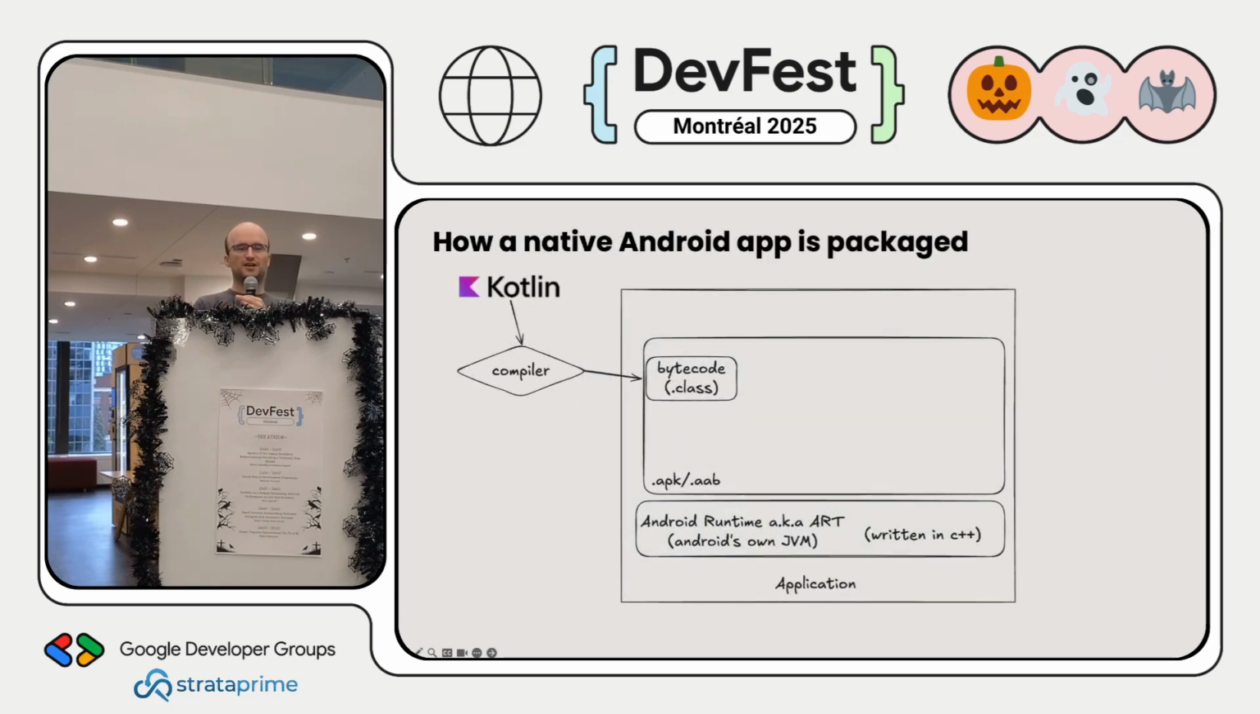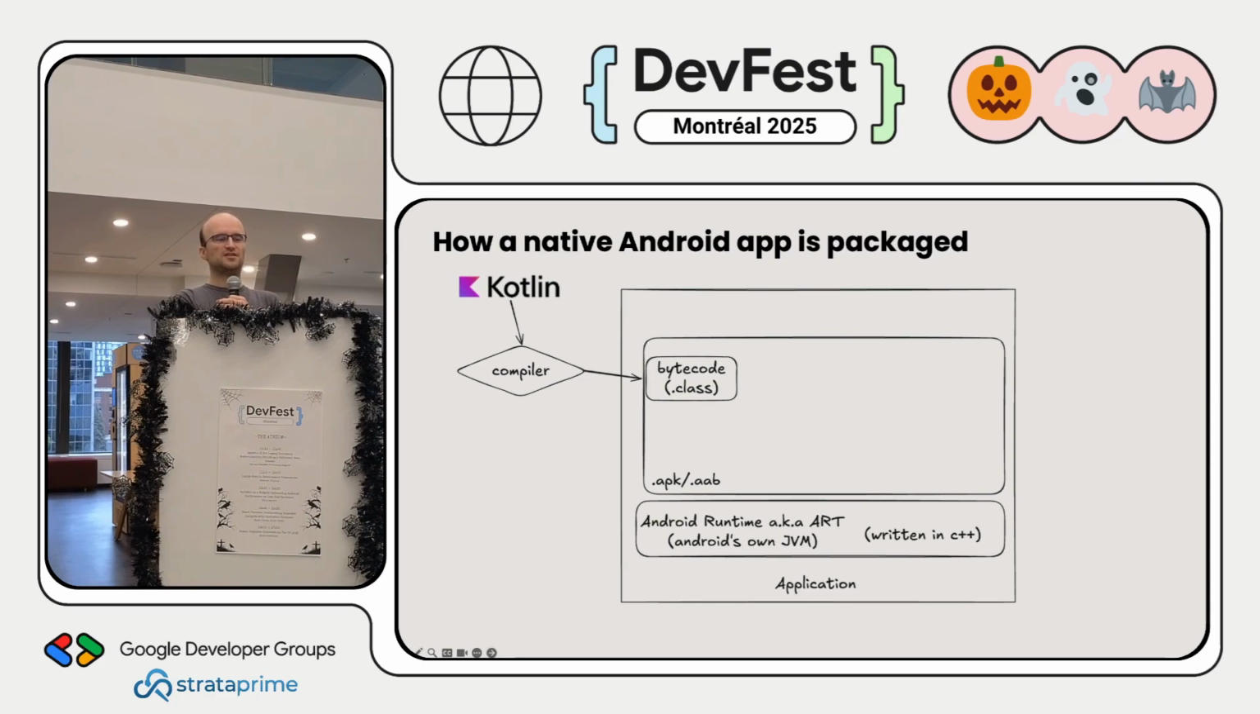So now that I shared some basics about the types of code, we can look at how we package all of that together. Okay, let's look at a native Android app. So basically, APK or Android bundle is your application that you would submit to the store. This runs on the Android runtime, which is the JVM for Android, kind of, and this runs on your phone.